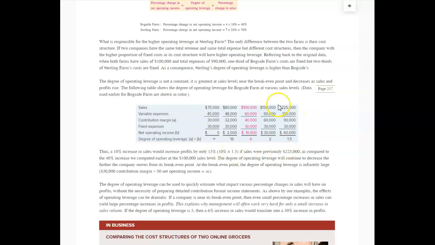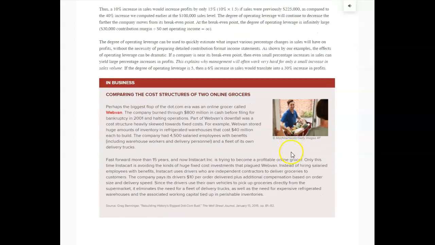Don't worry about this kind of chart here. I'm not going to ask you about this. And let's look at the next page.